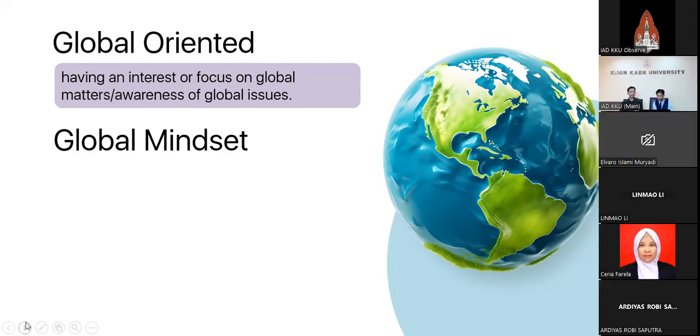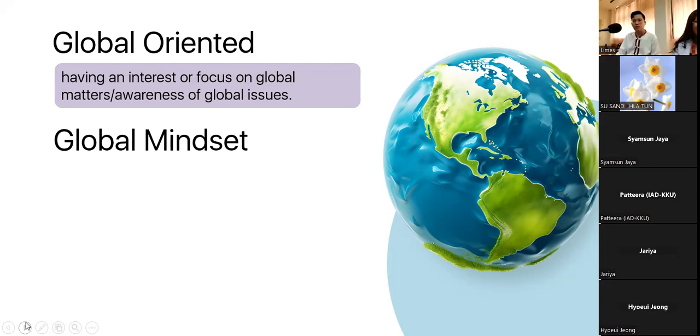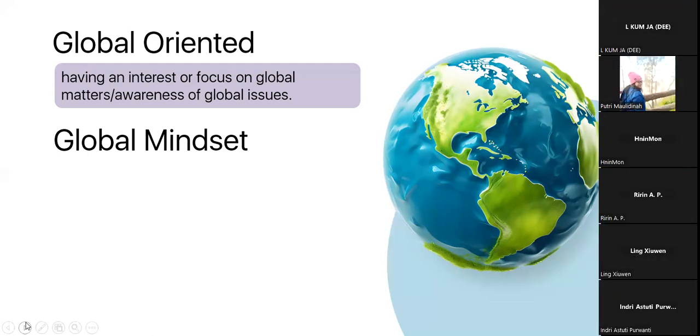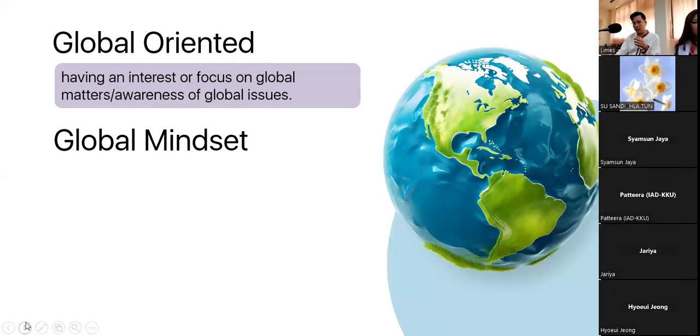But what is the difference with global mindset? Do you know? In my opinion, when we're talking about global mindset, it means we think, oh, K-pop is very good. It's an example. We already know about their culture. It means we are open-minded, an example of global mindset, in my opinion. Yeah, that's really true. Basically, global mindset is broader than global oriented. So global oriented is inside the global mindset.